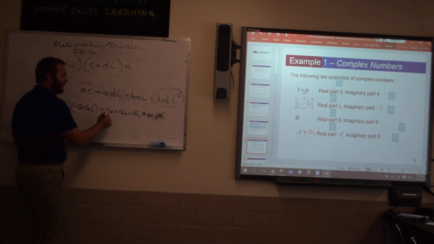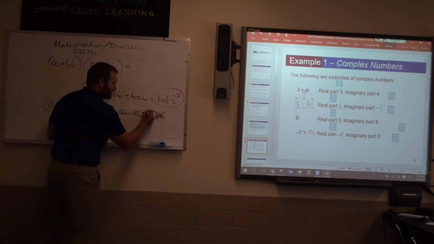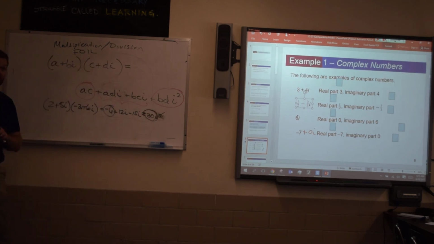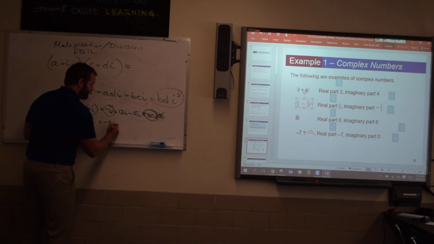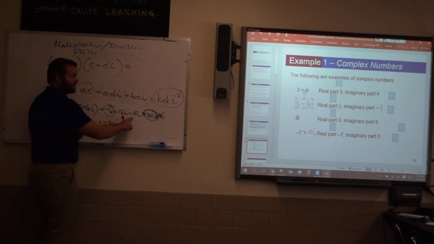Okay? So now, that -6 and that -30 are like terms, right? So what's -6 minus 30? -36. 12i minus 15i.